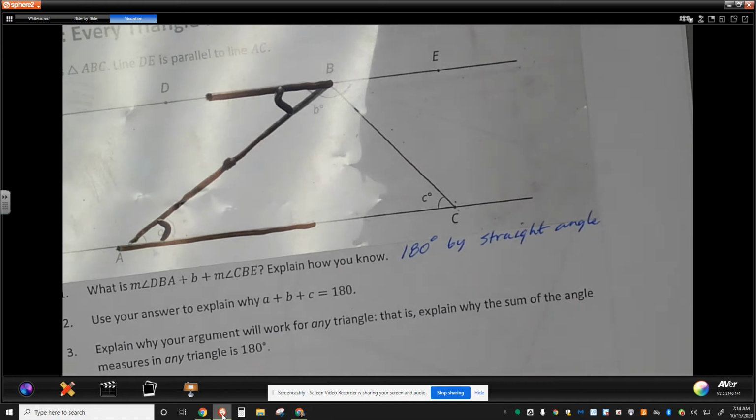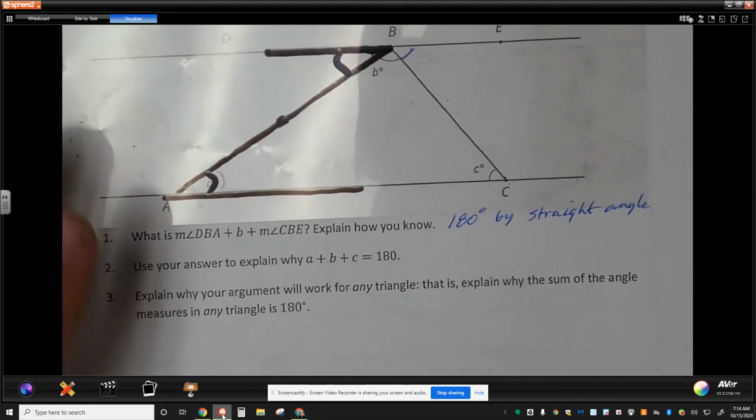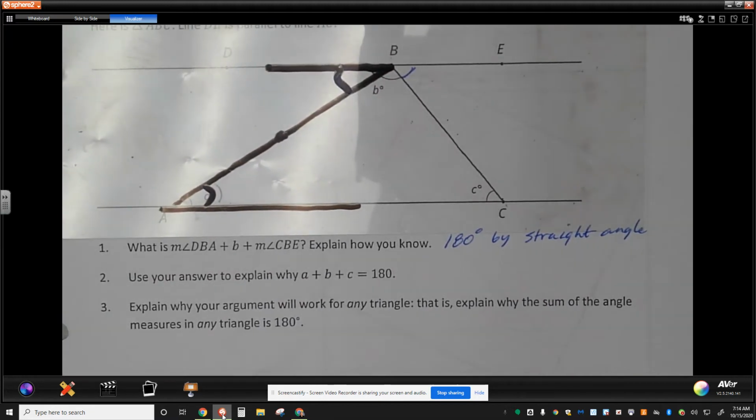Why will this work every single time? Or explain why your argument will work every single time for every single triangle, meaning explain why the sum of any angle measures in any triangle is 180 degrees. Well, as we do this, our explanation comes back to the same principles that we've been using throughout this entire unit, and that's that rigid transformation preserves angle measures.